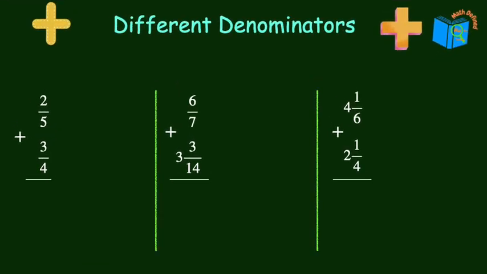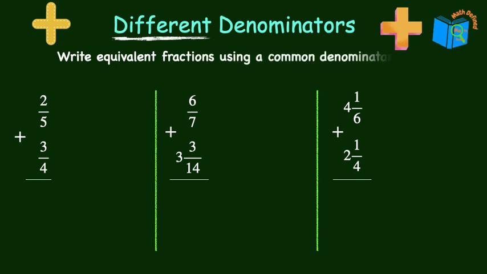Next, we will look at adding fractions and mixed numbers with different denominators. It is not possible to add fractions with different denominators. So we need to find a common denominator for the pair of fractions and then write equivalent fractions using that common denominator. This first pair of fractions have denominators of 5 and 4. We need to find a common multiple or common denominator that they share.